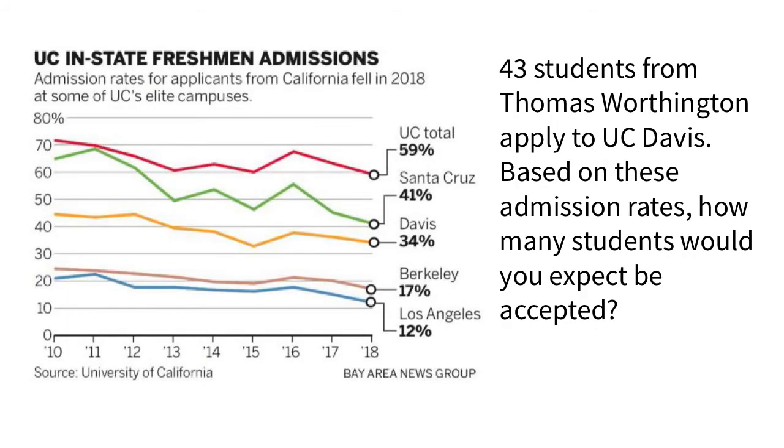This graph shows the acceptance rate for students, and it says in-state freshmen, so we're going to pretend that Thomas Worthington, for this example, is in California. So this shows us the acceptance rate for freshmen at these different schools in California. So 43 students from Thomas Worthington applied to UC Davis. Based on these admissions rates, how many students would you expect to be accepted? And we're going to say in the year 2018.